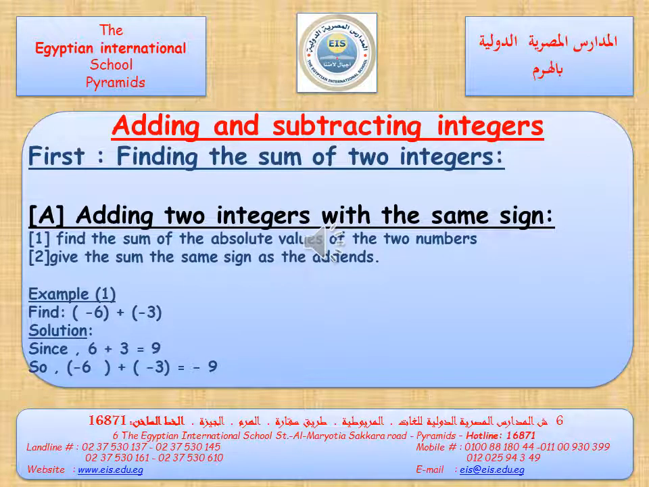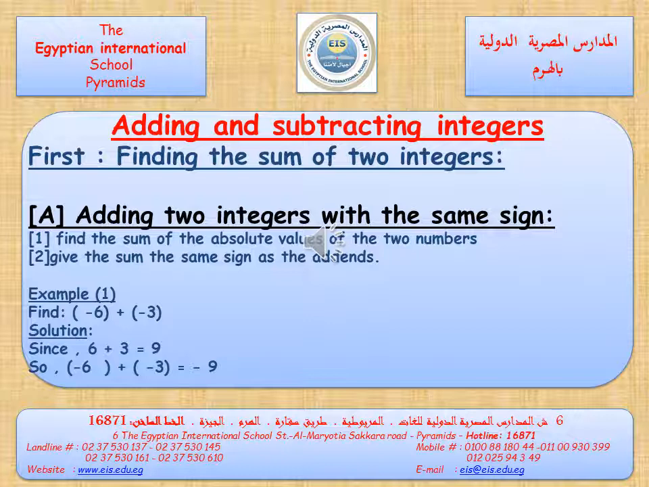Bismillahirrahmanirrahim. Today we are going to review some concepts from primary 6 to be able to introduce them in the preparatory stage. The first lesson is adding and subtracting integers.